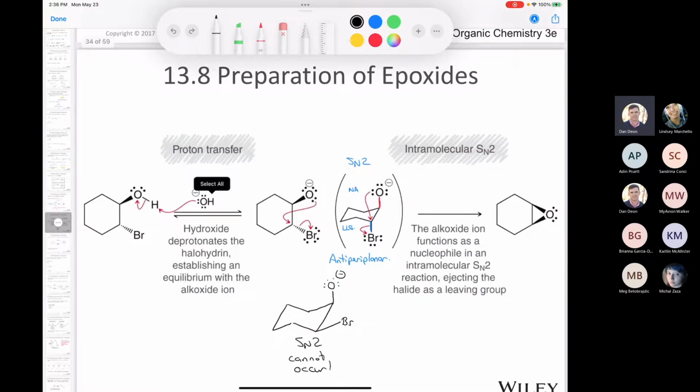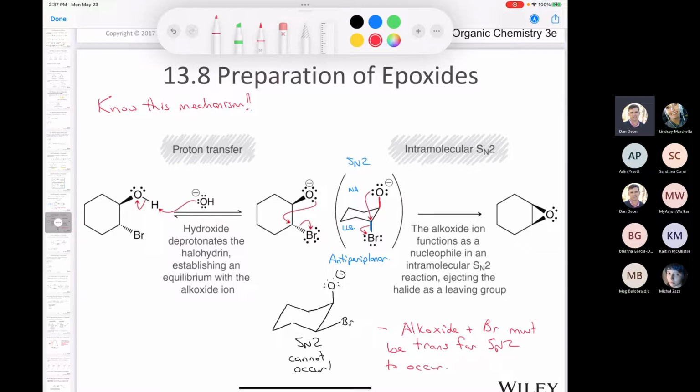And this is a mechanism I expect you to know. So let's put that in here. Know this mechanism. Very important. All right. Must be trans for the elimination to occur. Let's scribble that in here too. We'll put alkoxide and bromine must be trans for SN2 to occur. There we go. A little more detail.